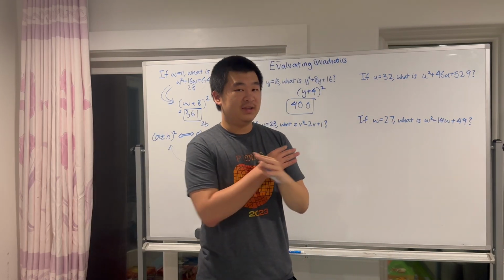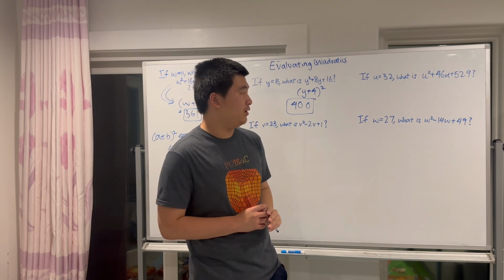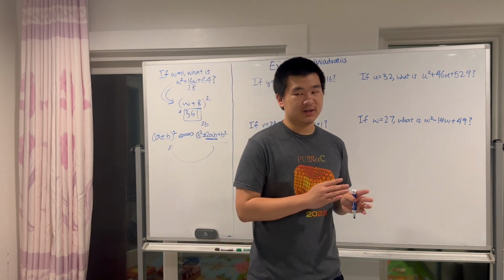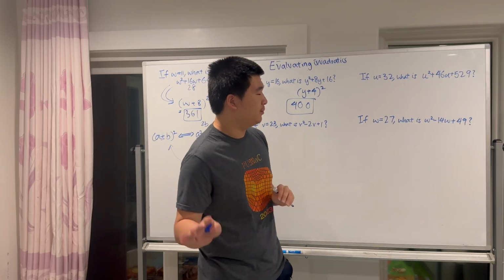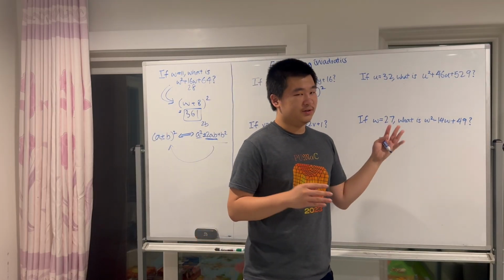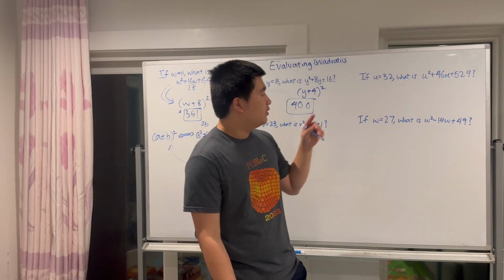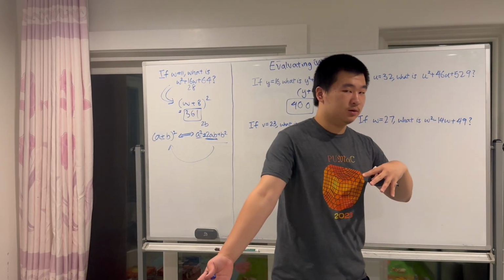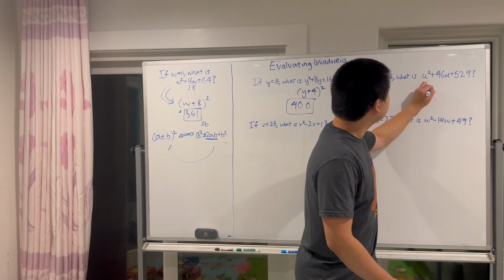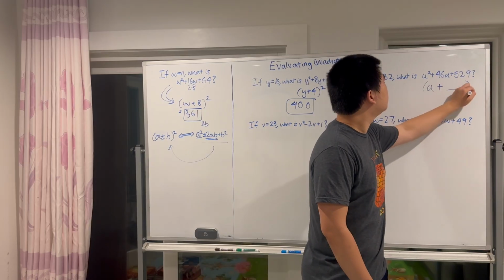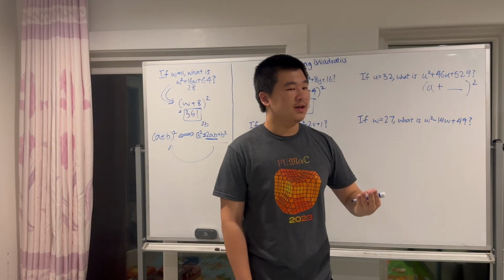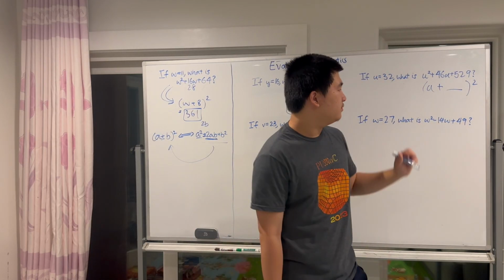Second question, or third question: if u equals 32, what is this big thing? And this is something you definitely do not want to evaluate. 32 squared plus 46 times 32, who's doing that? Nobody. So, of course, we should recognize it as something else. It's a u plus something squared. But what is that something? That something is 46 over 2, 23.